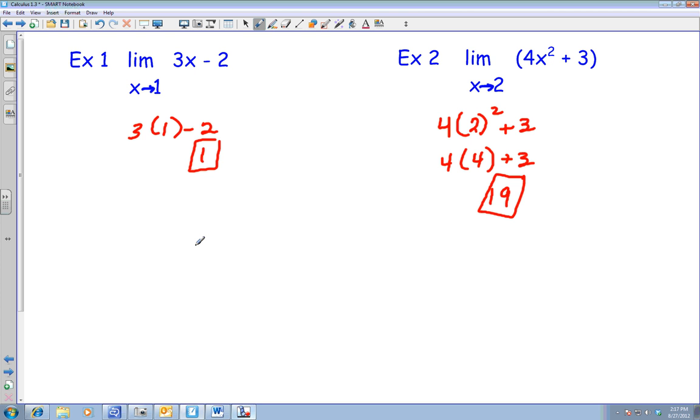Okay, so those were pretty easy. It's just like evaluating a function, but we're going to substitute those in. Now, if we were to graph those or use a table, we would come up with the exact same answers.